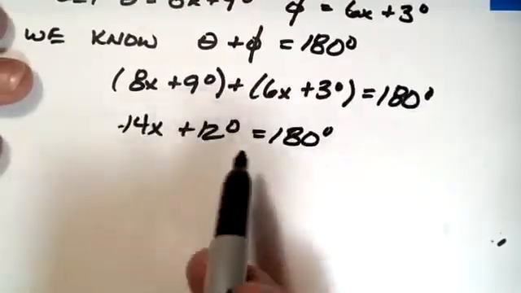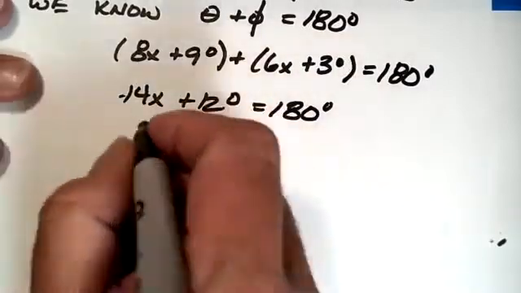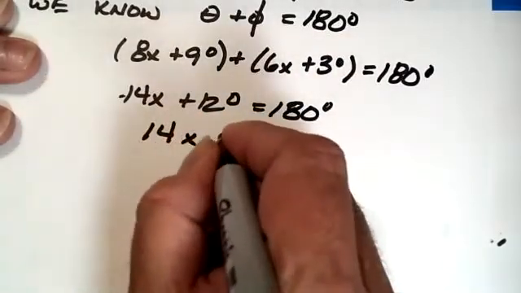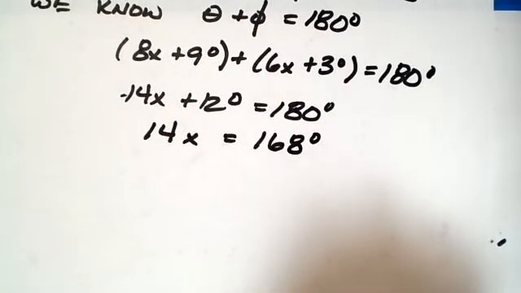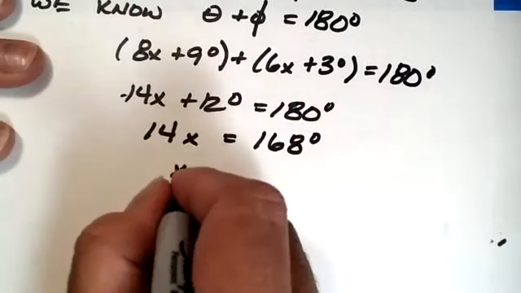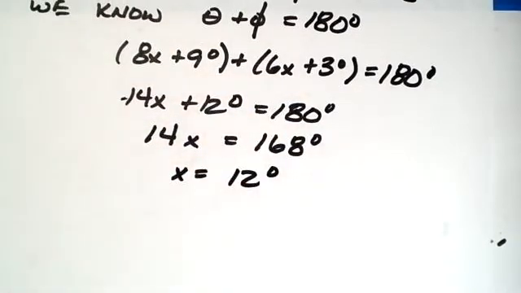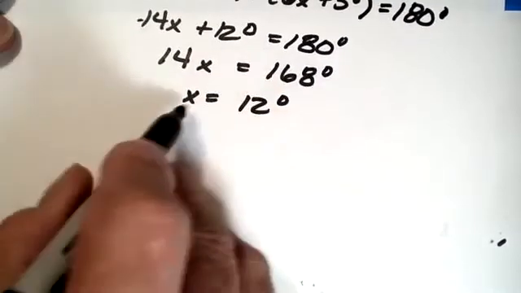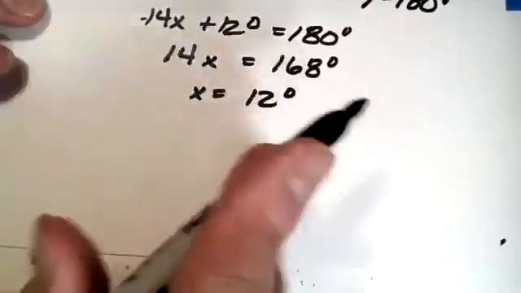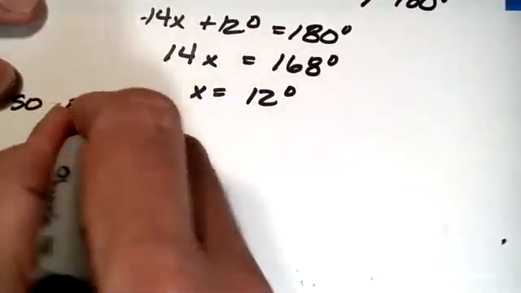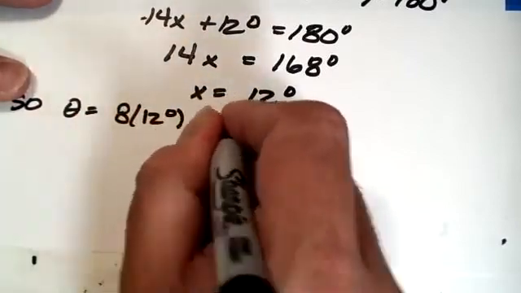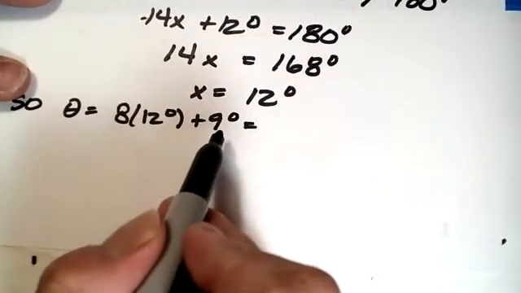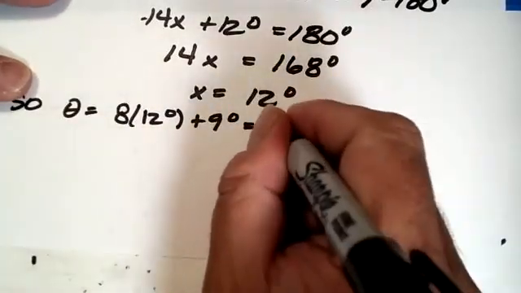Now this is simple algebra, but for whatever reason, people kind of mess this up sometimes. Just be very thorough. So 14x is equal to 168 degrees. And if I did the arithmetic correct, I think that means that x equals 12 degrees. Now, a lot of people will just stop there, which you shouldn't. You have to go back and substitute them into the original arguments. So theta is equal to 8 times 12 degrees plus 9 degrees, which is, well, 8 times 12 is 96. So we're talking about 105.